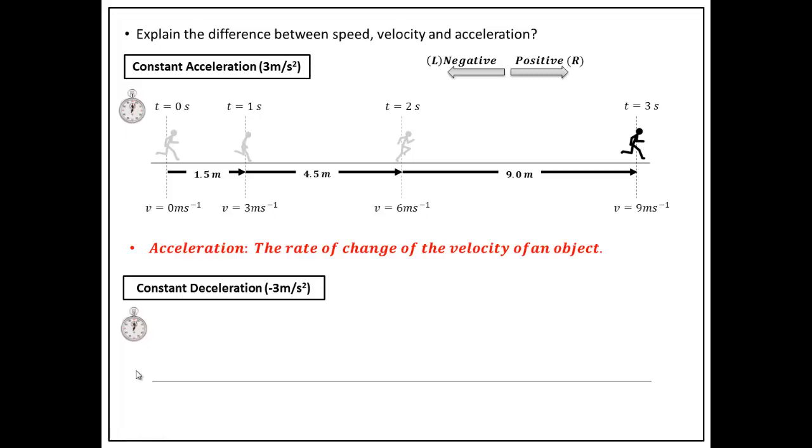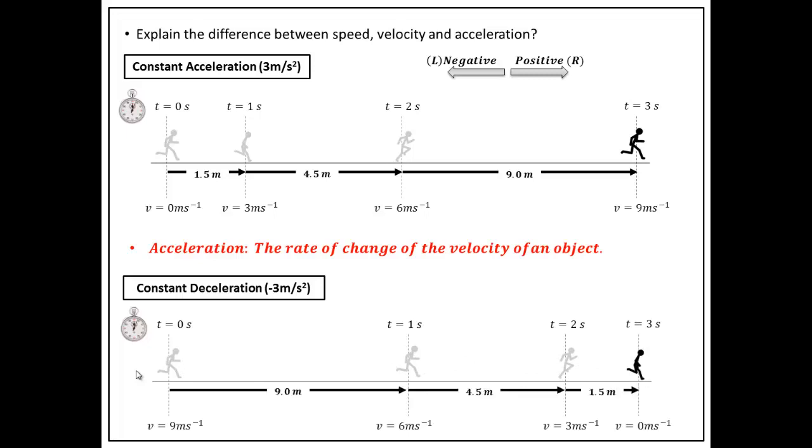Now we can also get a deceleration. Again, I'm going to talk about it in terms of a constant deceleration. We'll take the same magnitude, so 3 meters per second squared, but this time in the opposite direction. So here our runner is slowing down, and you can see that although again his change in distance is not constant, the change in velocity is constant. So he started at 9 meters per second, and each second he decreased his velocity by 3 meters per second.